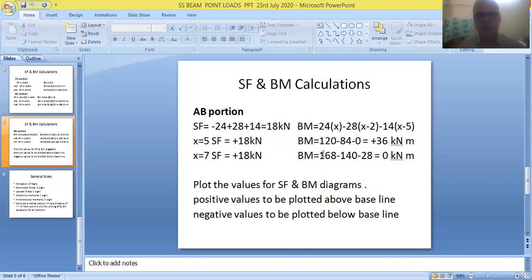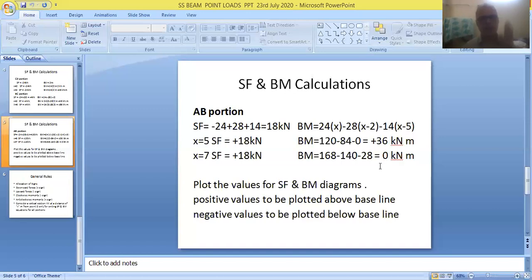So friends, take the value of x as 5 and put it in this equation. Ultimately it will be coming to 36 kilonewton meter. And take the value of x as 7 and put it in this equation. Ultimately, you will be getting the value 0 kilonewton meter.